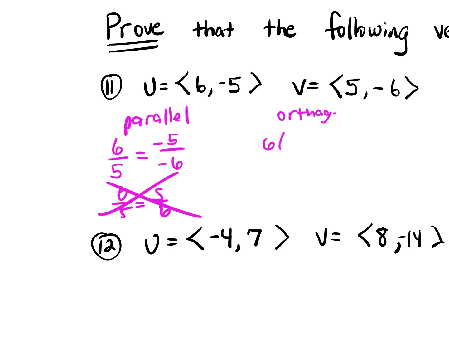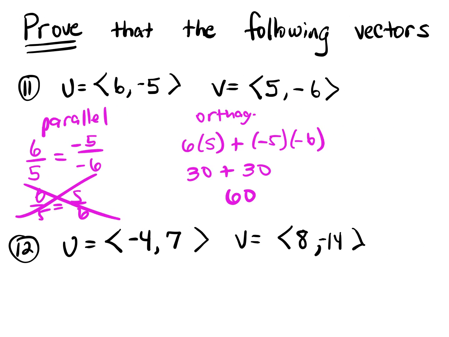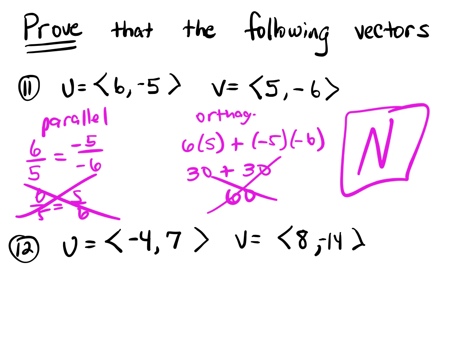So I have 6 times 5 plus negative 5 times negative 6. Somebody last period is like, oh yeah, they are. I can see it. Guys, what's 6 times 5? 30. Plus, what's negative 5 times negative 6? 30. What's 30 plus 30? 60. What does the dot product have to be for them to be orthogonal? 0. So does this one work either? So what are these two vectors? Neither.